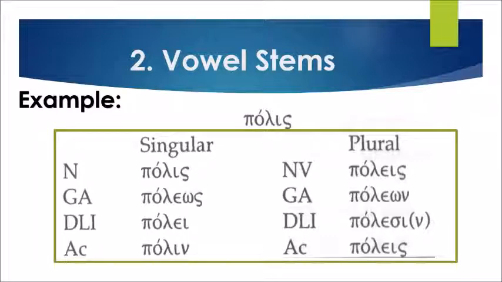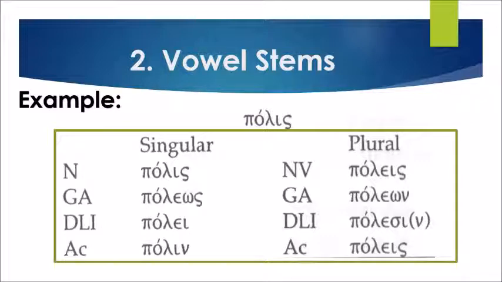The GA becomes poleon. So the epsilon is still there, and you add the on ending that is usually found in the genitive ablative. Next, the DLI becomes polesi. The epsilon is still there, and you add the si endings. And the accusative becomes poleis. As you can notice, the nominative vocative and the accusative are the same.